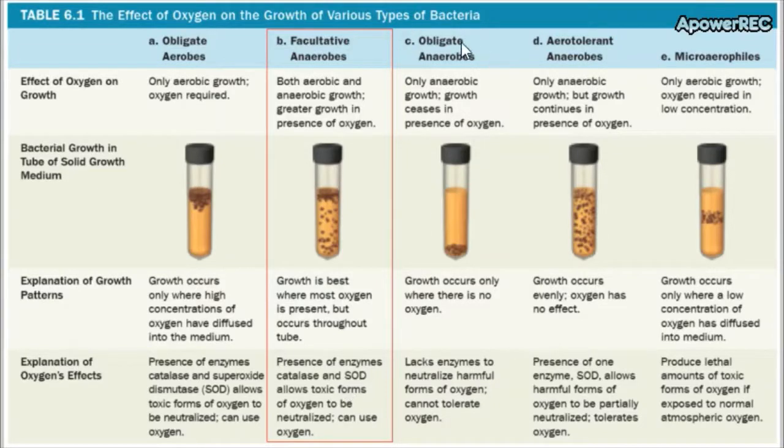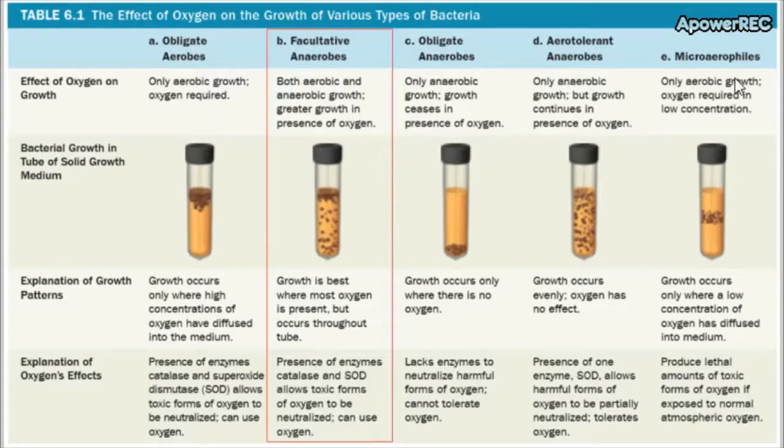We then have the obligate anaerobes, and they are the opposite of obligate aerobes. They cannot grow in the presence of oxygen, and they lack those enzymes in order to neutralize those oxygen forms. Then we have the aerotolerant anaerobes, which require a small amount, and they have the presence of one enzyme, the superoxide dismutase.